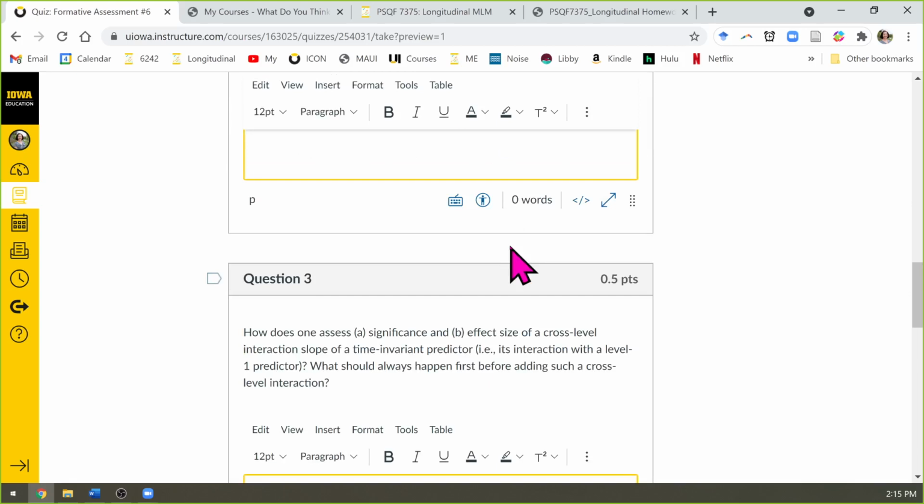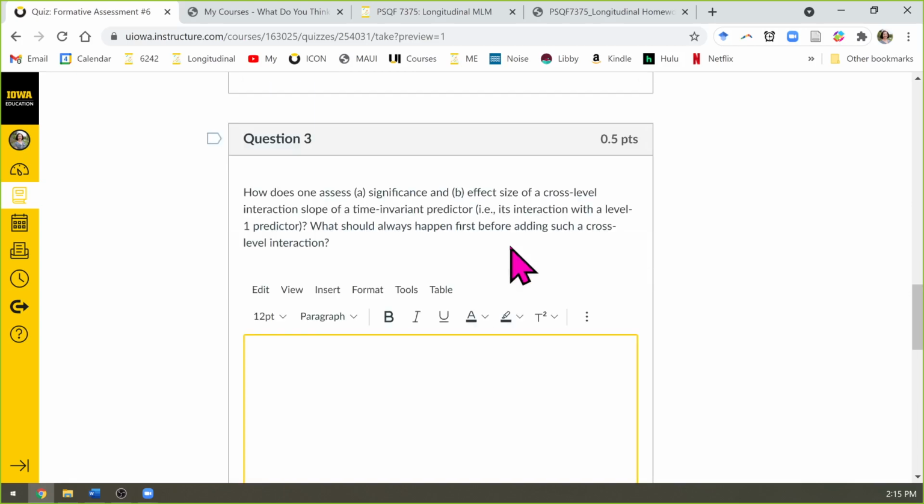Then question 3, same idea but for a cross-level interaction. So a cross-level interaction is between a level 2 predictor that is time invariant and a level 1 predictor that is time variant. So a cross of the levels, so to speak, in the interaction term. And what do I need to do first before examining a cross-level interaction? Several of you got this right. What is my first step before fitting a cross-level interaction?